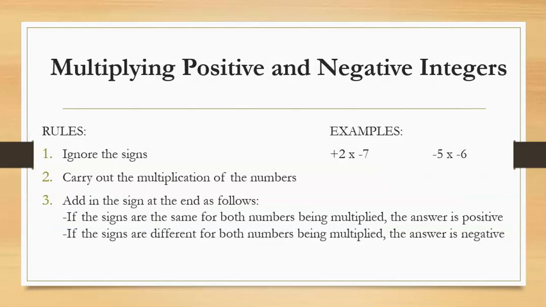So quick refresher on multiplying positive and negative integers. The rules are 1, ignore the signs, 2, carry out the multiplication, and then 3, add the sign back in. So let's have a look at those two examples.